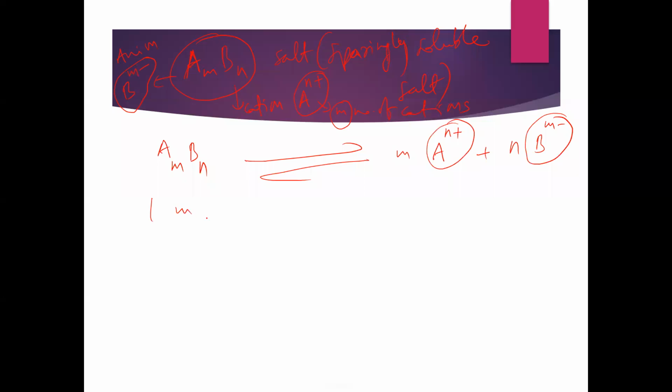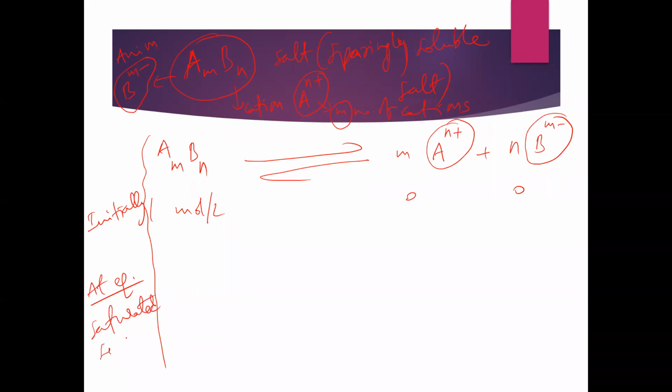Now if you take initially 1 mole per liter, initially 0 and 0 for the ions. When the saturated solution is formed, at equilibrium, the KIP value becomes equal to the KSP value. Whenever a saturated solution is formed at equilibrium, the ionic product of the salt becomes equal to the solubility product. That's why a saturated solution is formed here.